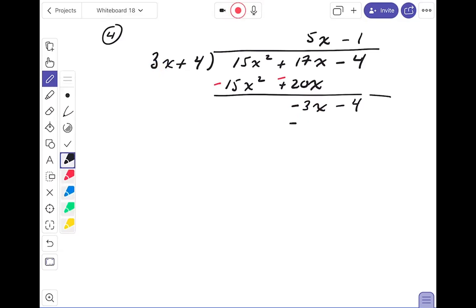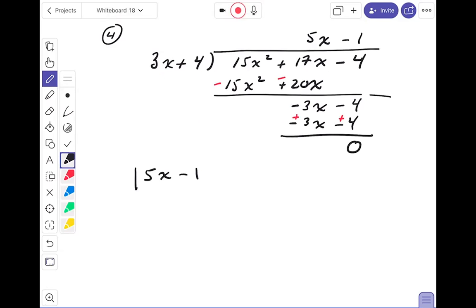What do you give it there? Minus 3x minus 4. What am I going to recommend? Change the signs. So this would be plus, this would be plus. What do you get there? Well, minus 3x plus 3x is 0, and minus 4 plus 4 is 0. No remainder. What's my answer?